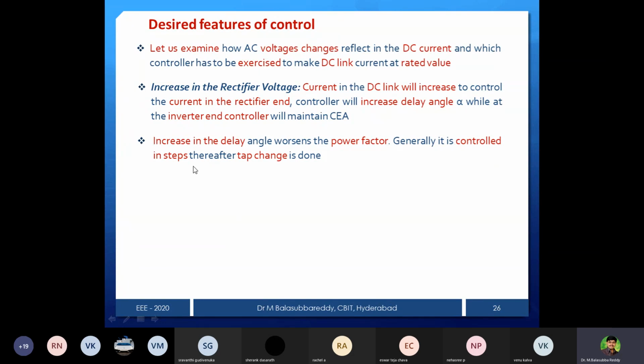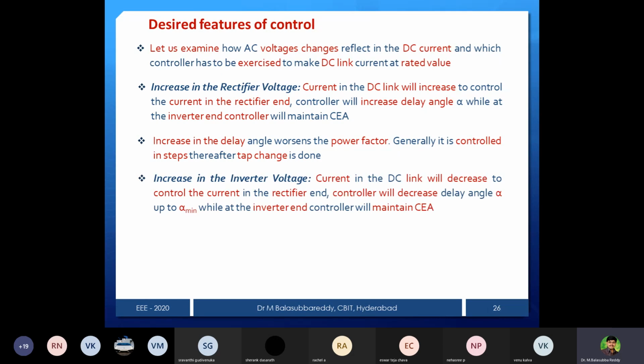Generally it is controlled in steps, and therefore tap changing is done. Normally this will not be a rapid change, so it happens in a step fashion. Once you change alpha, the controller will take care of the tap changes. And next, an increase in the inverter voltage.